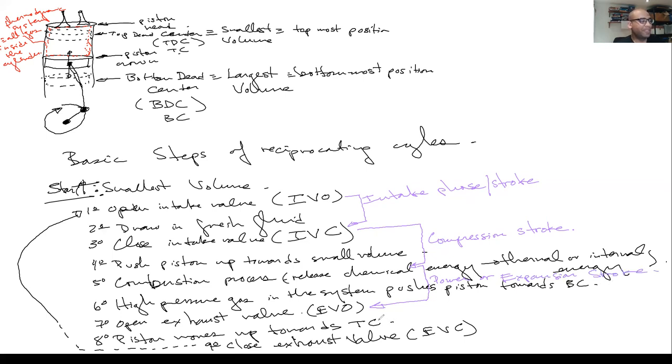And then when we open the exhaust valve, the piston comes back up and then it pushes the fluid out. We had the intake stroke, and we're going to have the exhaust stroke out here. That is what defines the four stroke. This is stroke one, stroke two, stroke three, stroke four. So we have the intake stroke, compression, expansion, and then exhaust stroke.